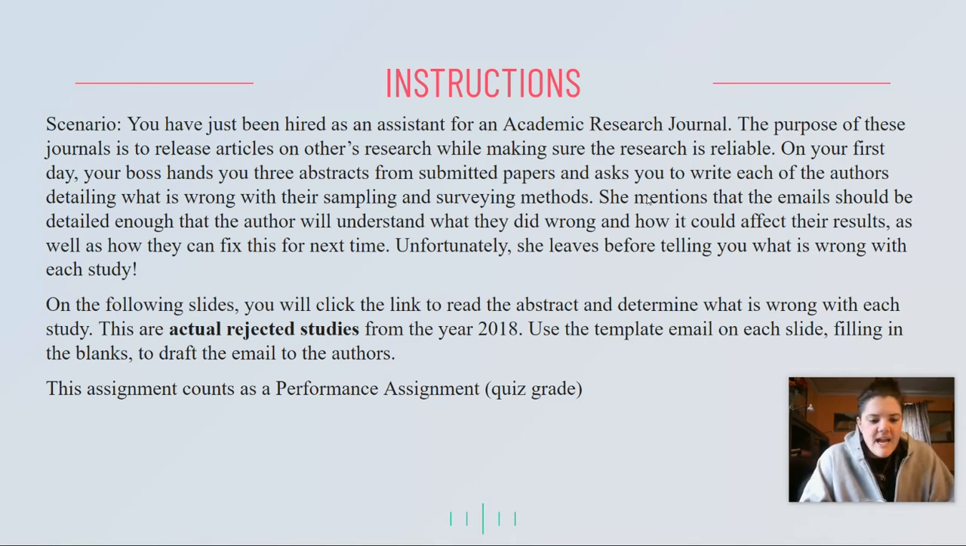So on the following slides, you're going to click a link to read the abstract and determine what is wrong with each study. I pulled these from a database. These are actual rejected studies from the year 2018. So people actually did this, made these mistakes. On each slide, there's a template email, so you're going to fill in the blanks to draft the email to the authors.